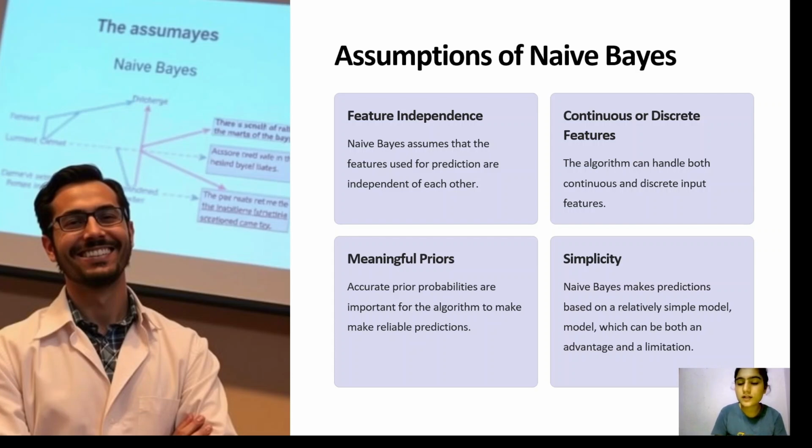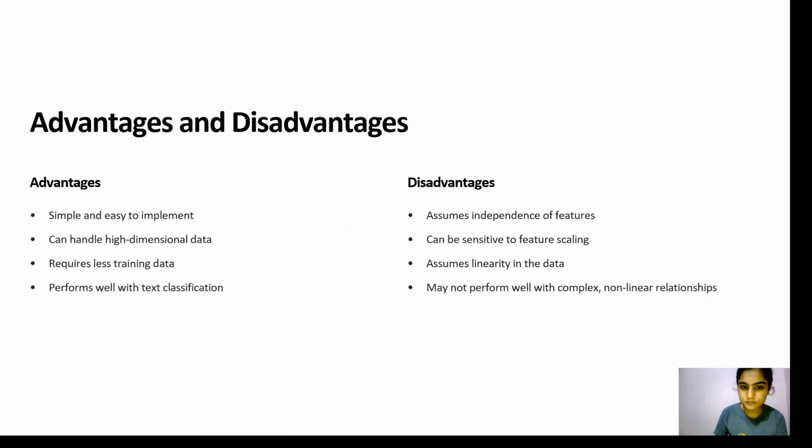For simplicity, Naive Bayes makes predictions based on a relatively simple model, which can be both an advantage and a limitation. So, advantages and disadvantages of Naive Bayes. Advantages: simple and easy to implement, can handle high dimensional data. Yes, it can handle high dimensional data just like text. It can easily handle text data also, requires less training data, and performs very well with text classification.